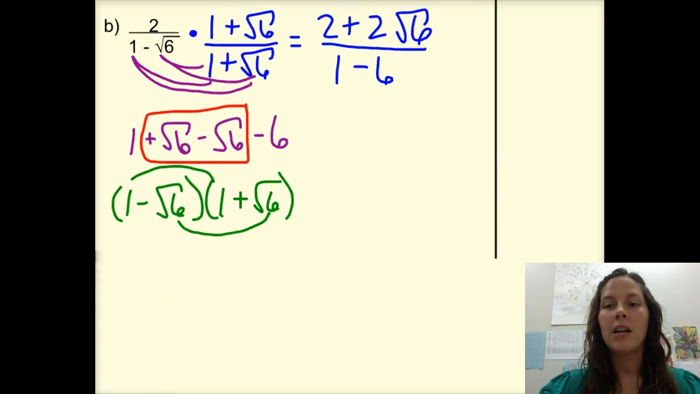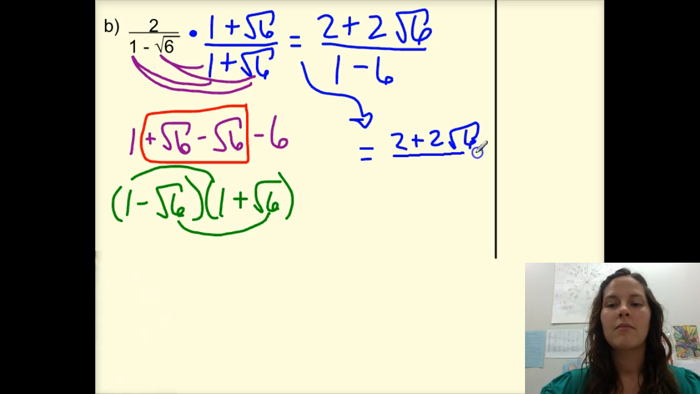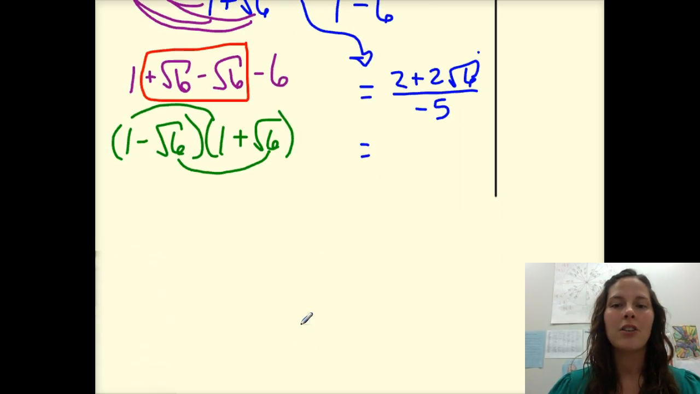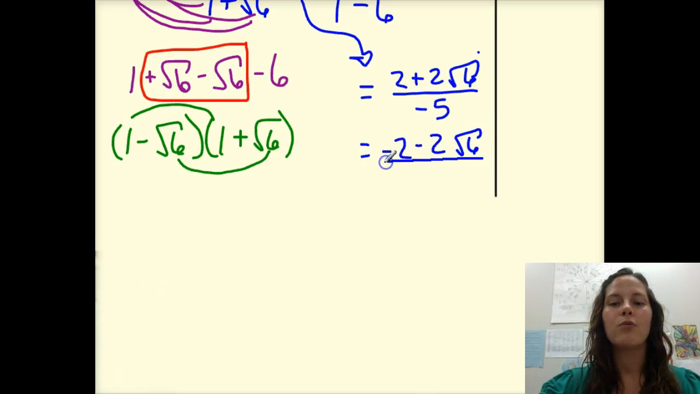All right, so going back to our problem and simplifying, giving myself a little more room here. Numerator is simplified, 2 plus 2 root 6. And in the denominator, 1 minus 6 is negative 5. With fractions, we don't leave a negative in the denominator either, so I'm going to move the negative up to everything in the numerator and drop it in the denominator.